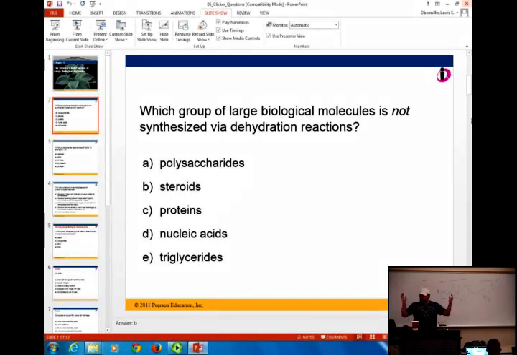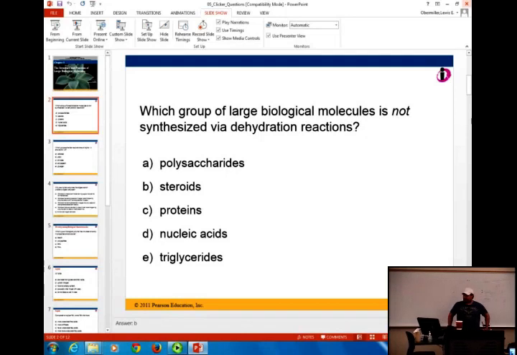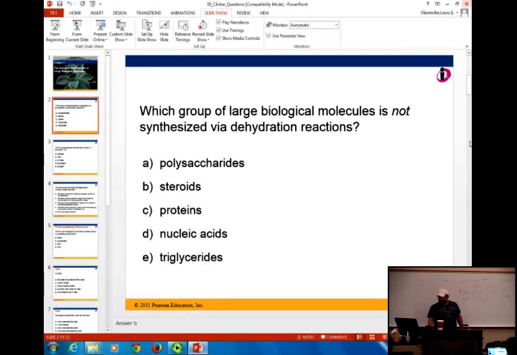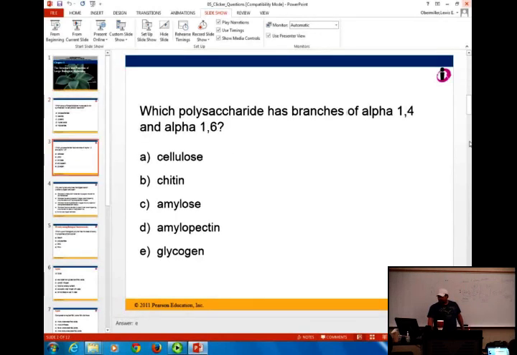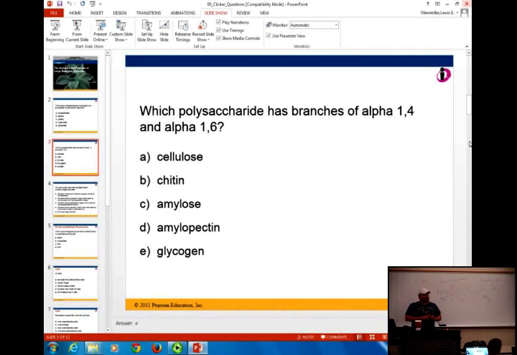So which of these are not synthesized by dehydration reactions? Yeah, I just said it, steroids. Yep, that's right. So B. Which of these has branches of alpha 1,4 and alpha 1,6? Yeah, the answer is glycogen. Correct.